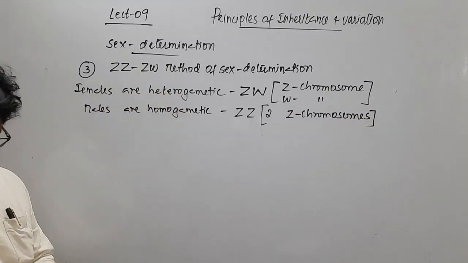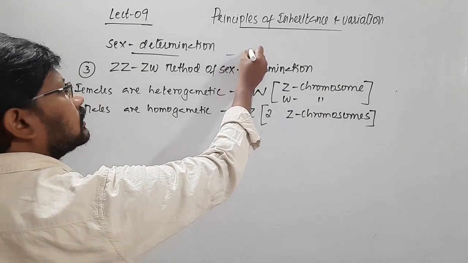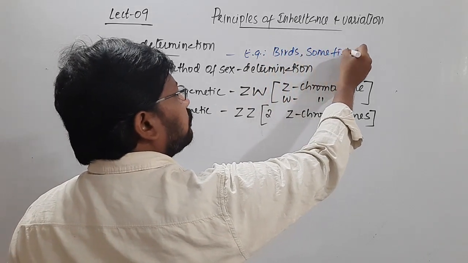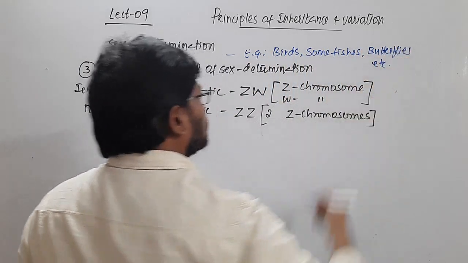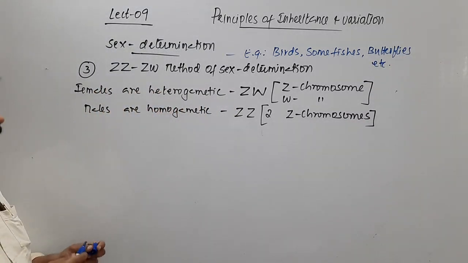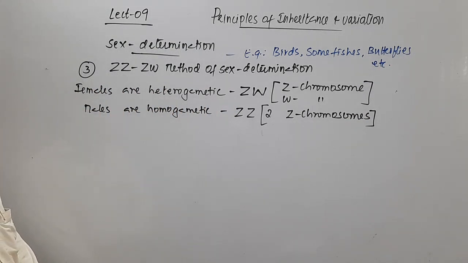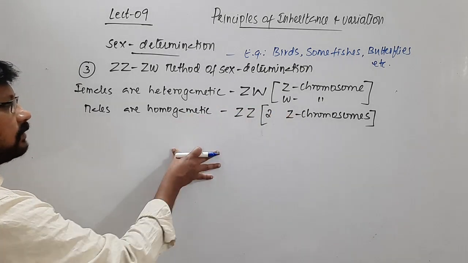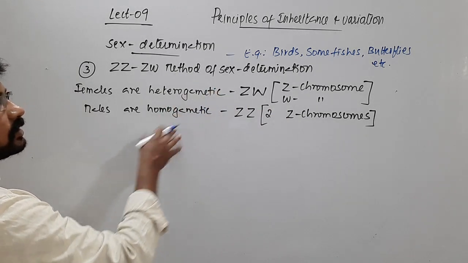So this method of sex determination we will be seeing, for example, in birds, some fishes, then insects like butterflies, etc. In them we may find such type of sex determination. So females here are heterogametic and males are homogametic. So let's see how the sex is determined in these birds or butterflies.